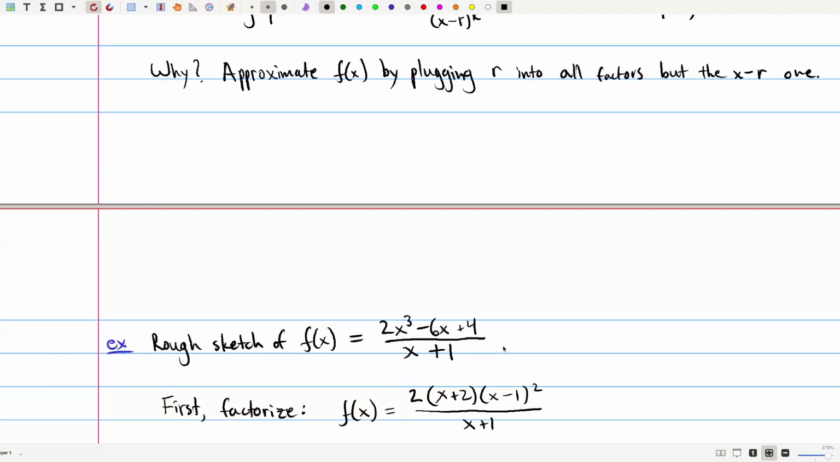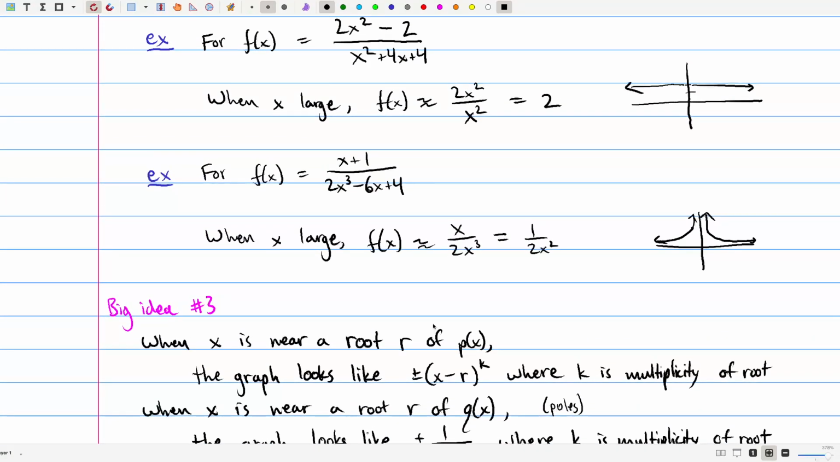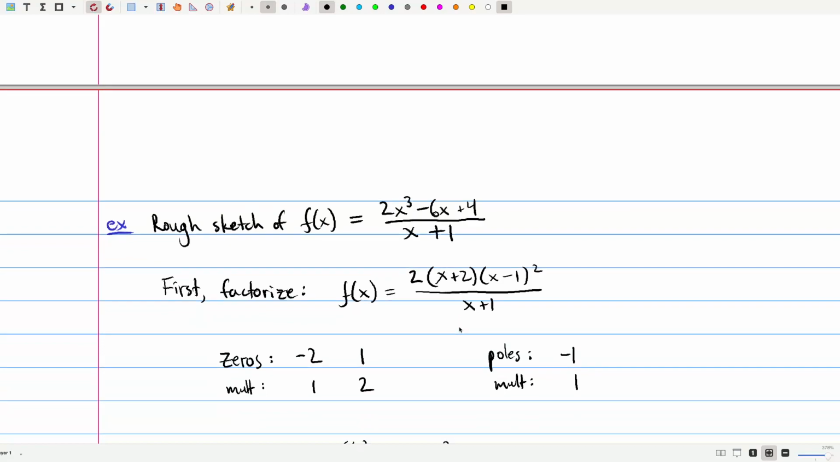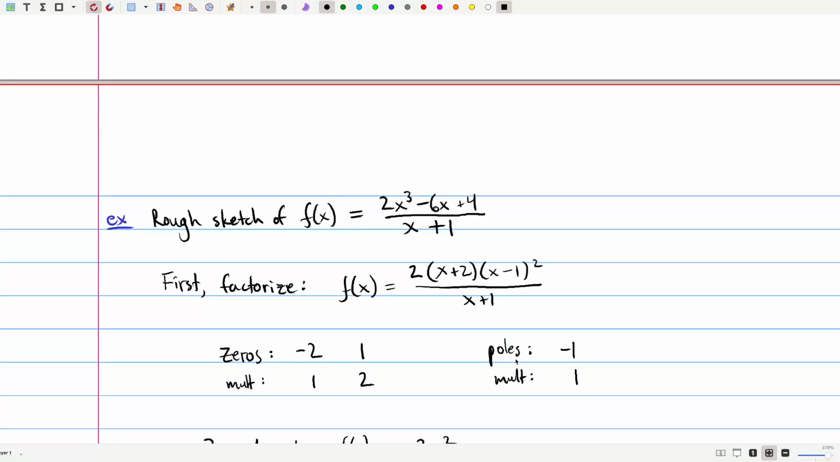So what we're going to do now is go through the 3 examples that we looked at in big idea number 2, and go through this process and come up with a rough sketch of each of them. So let's start with the first one. What you want to do first is take it and factorize it using any method you have, if factorization is possible. And then once it's factorized, you want to figure out the zeros and the poles. So the zeros come from the numerator and the poles come from the denominator.